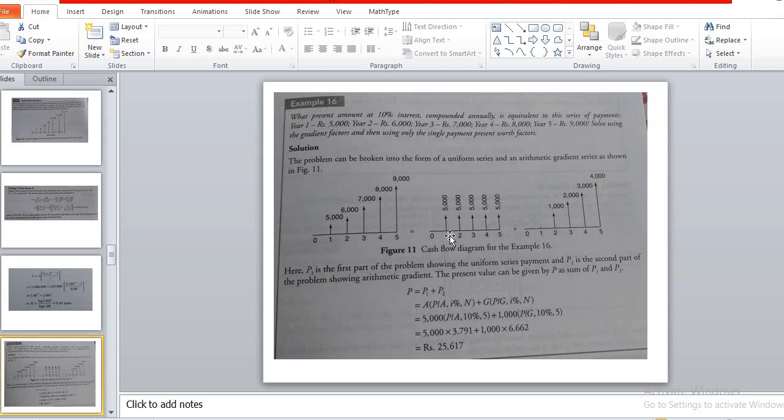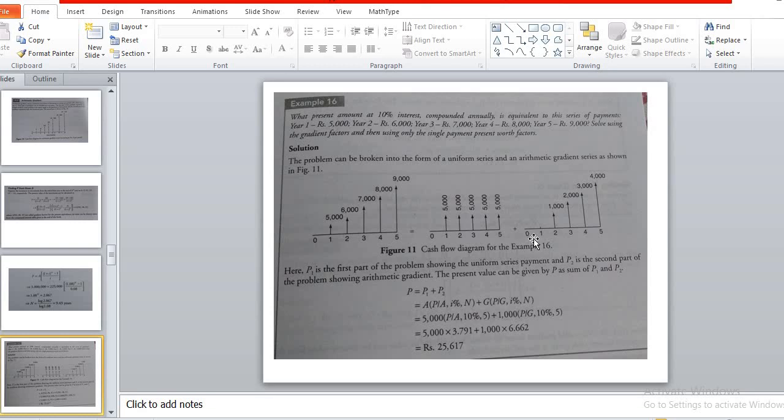So this will appear like this. For each year there is a 5,000 payment. 5,000 for the second year also 5,000. So this is a uniform series payment for the first part.